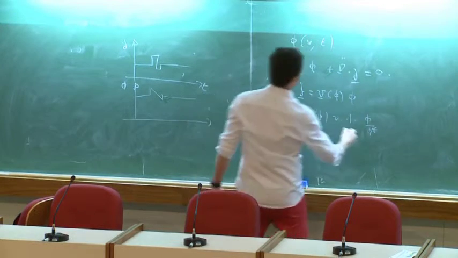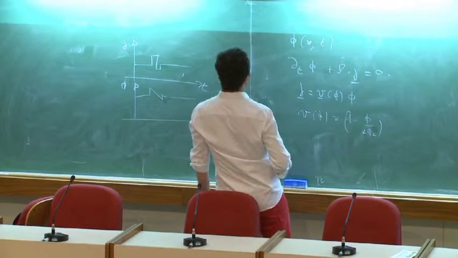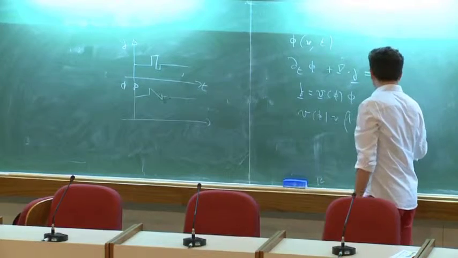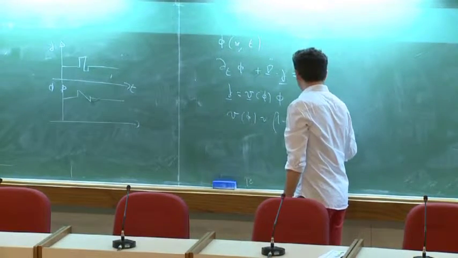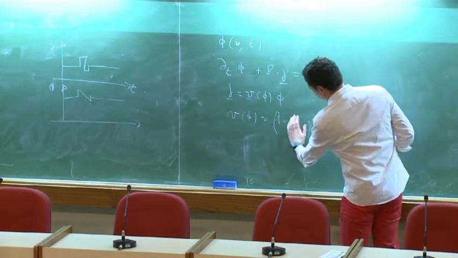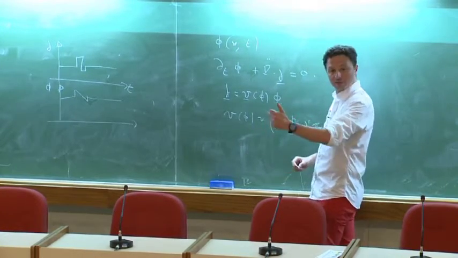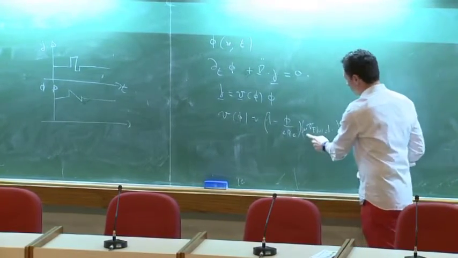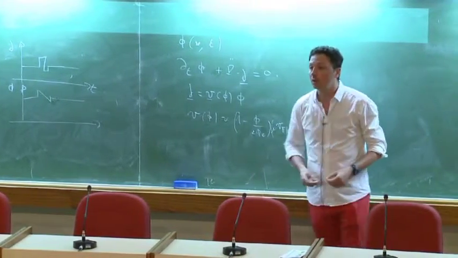And to make it look like a velocity, I can put the velocity of the fluid here, and a mobility coefficient. If phi goes to zero, I'm looking just at the velocity of a single droplet, which is proportional to the fluid velocity up to a mobility coefficient, which is a constant here.